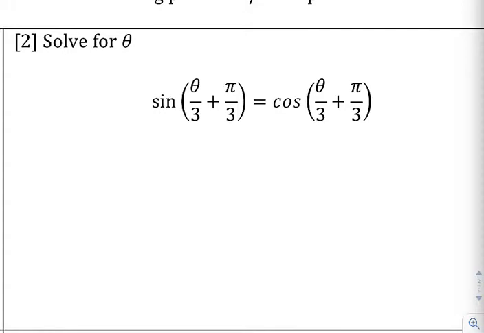Here we have a tricky variation, but again, we just have to think of this as a sine within a sine, or kind of a function within a function. And so we have the sine of this weird thing, theta over 3 plus pi over 3, is equal to the cosine of, again, theta over 3 plus pi over 3. If we're understanding what this is saying, we have sine of this weird thing equals cosine of this weird thing.